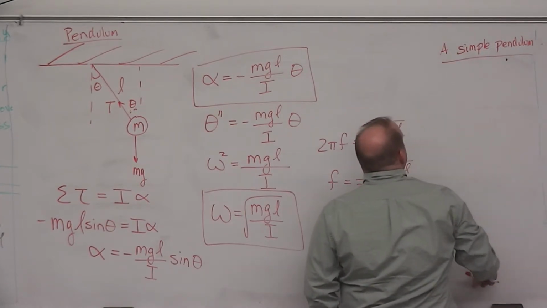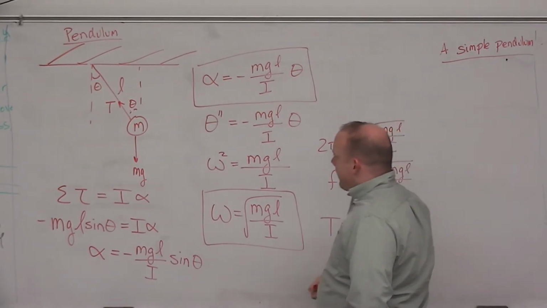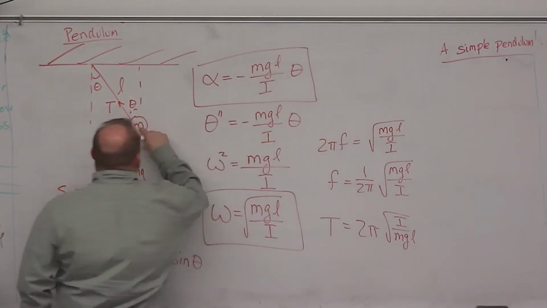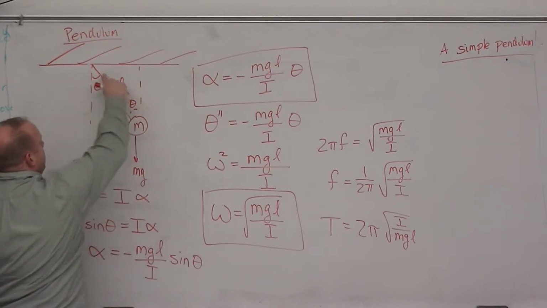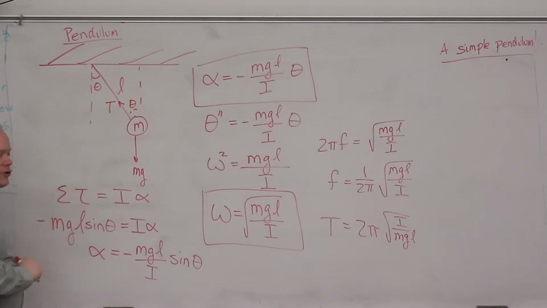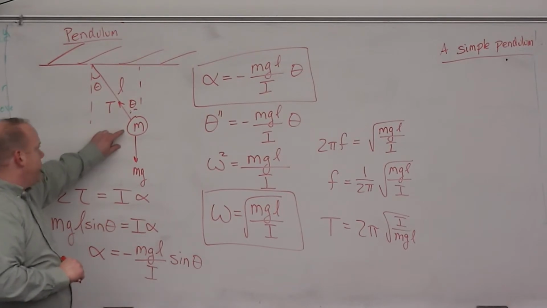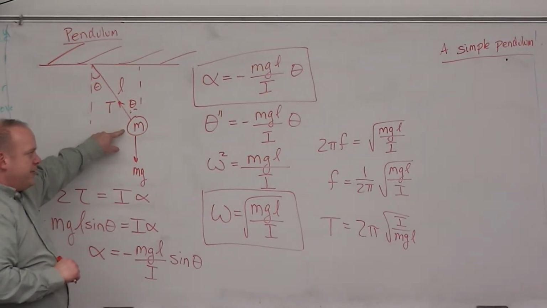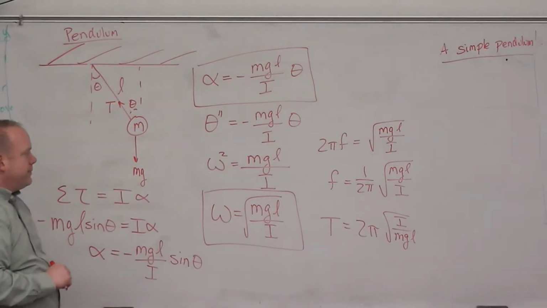Okay, for a simple pendulum, we're going to assume all the mass is at a point. In other words, the size of the mass is much smaller than the length of the string, so I don't have to worry about factoring in that this is a sphere or cylinder or some oddly shaped thing. I just call it some sort of concentrated mass at this location.